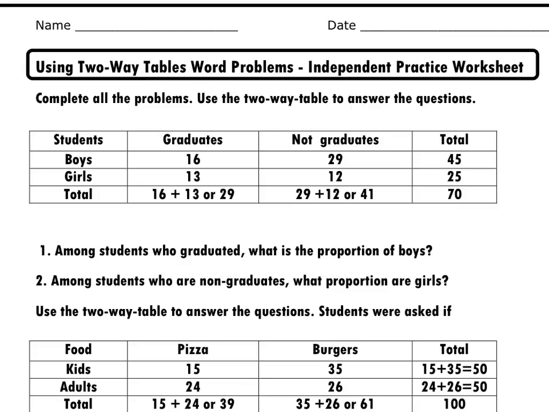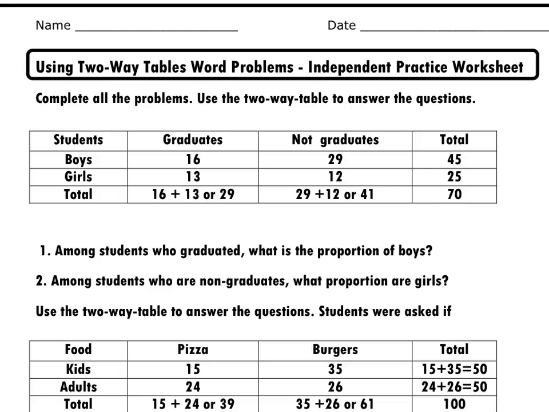table. So with this two-way table, here we have all of the boys. 16 of them are graduates, 29 of them are not graduates, and that's a total of 45 boys. There are 13 girls that are graduates, 12 girls that are not graduates, and so there are 25 girls altogether. In this total column, we want to be able to add them all up, and both sides should give us 70. Both this total should be 70 and this total should be 70.